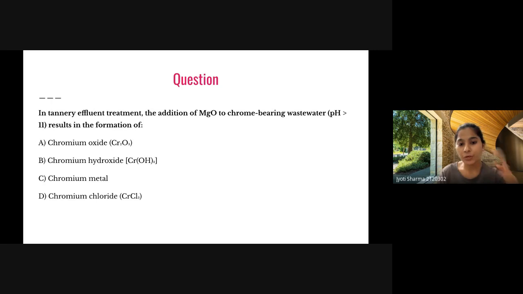To remove this chrome, we used MgO, as in the last-to-last MCQ. We learned that. But this chrome-bearing wastewater will react with the MgO and will form what? Chromium oxide, hydroxide, metal, chromium chloride. Venkateshwara gave me a B answer to this. So yes, they also gave me B. So whenever there is a reaction of MgO with chrome-bearing wastewater, this will give you the chromium hydroxide.